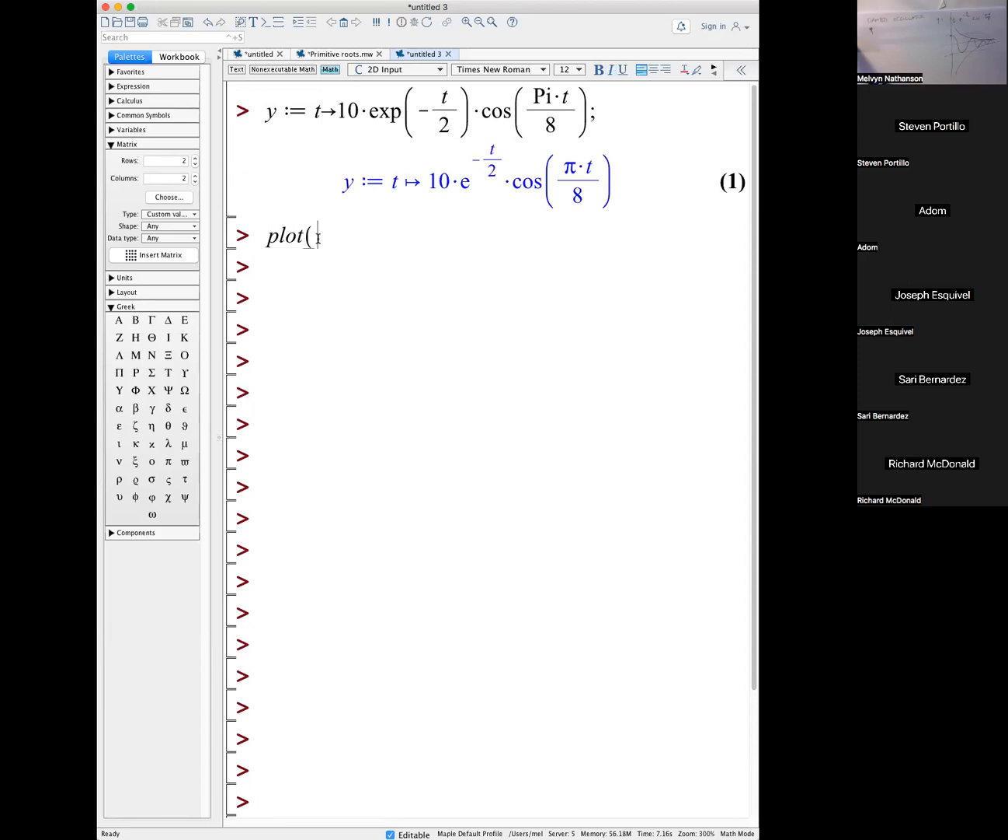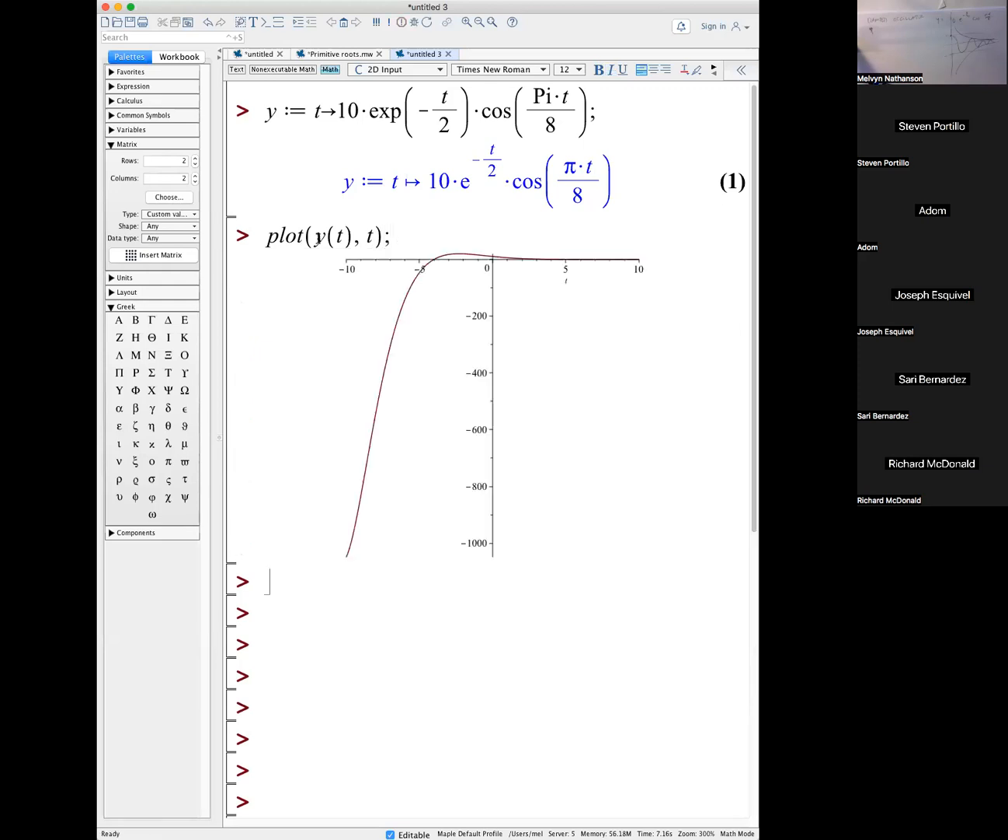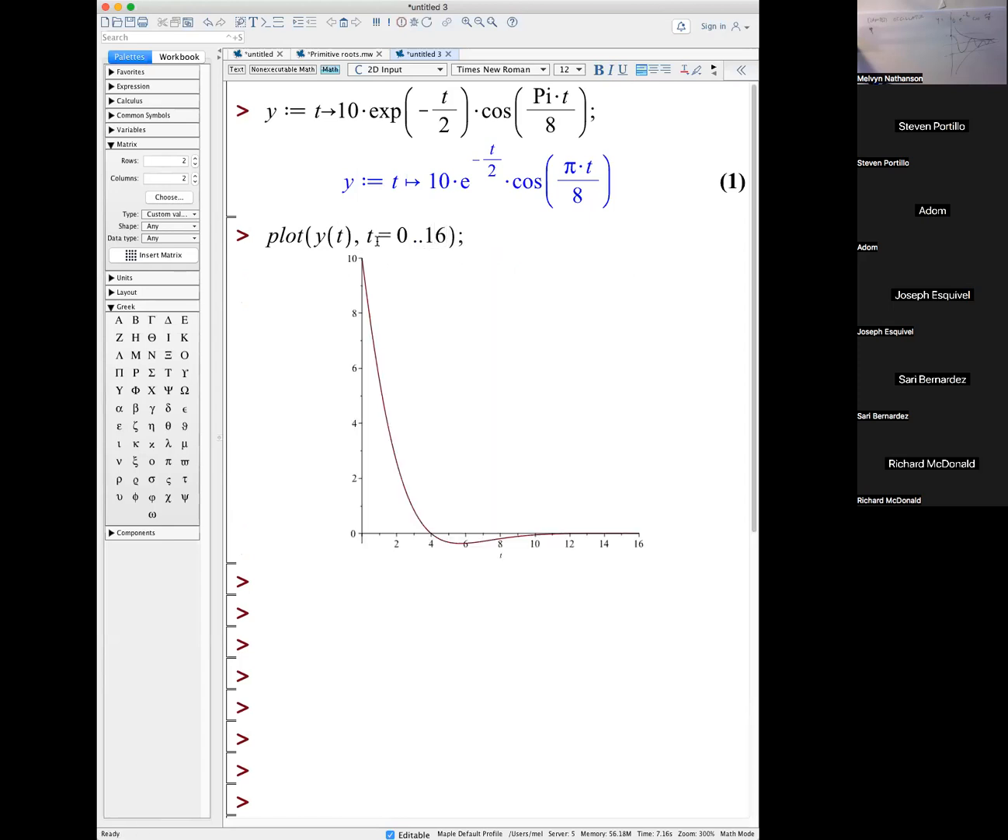So suppose I want to plot y of t. All right, that's what it looks like, but I only want to really know what it looks like beginning at 0. So let's plot it, say, from t equals 0 to 16 to start. Actually, suppose on the same graph, I want to plot this exponential function, so we see what is containing it.